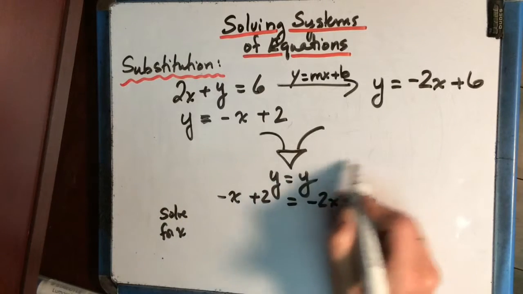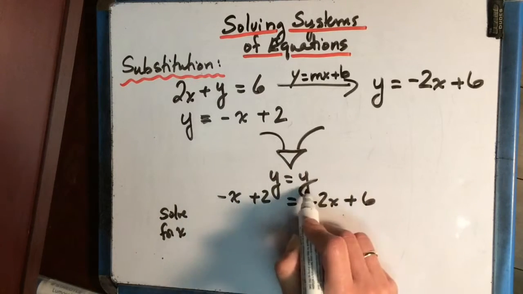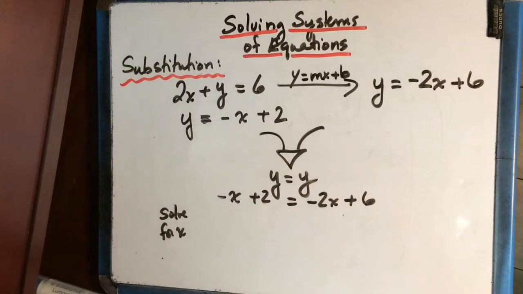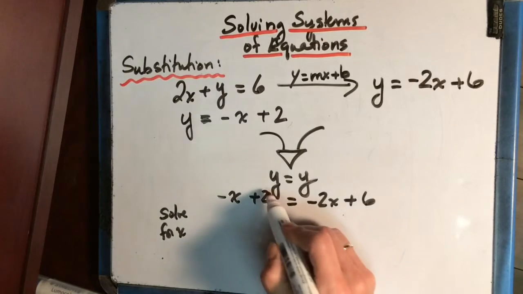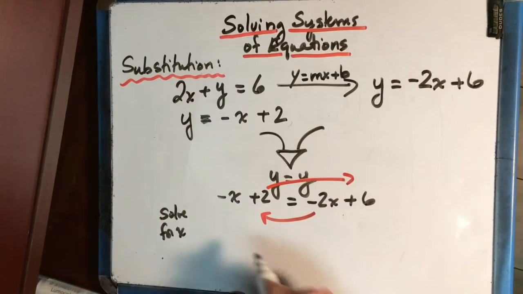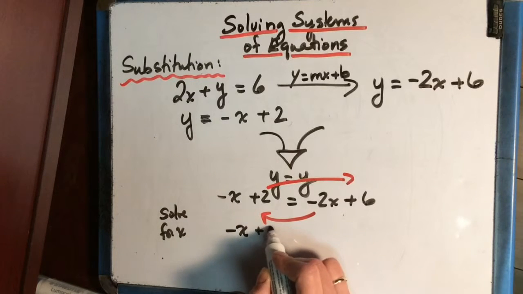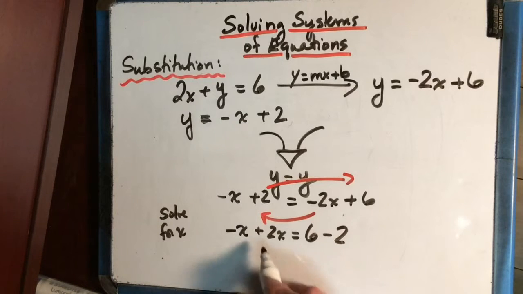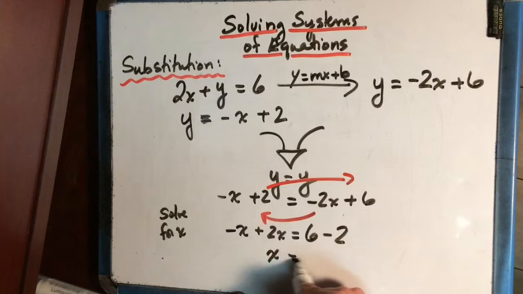Here we've done substitution, okay? And now we're going to solve for x. We're going to move things over. So I'm going to change colors just to make it a little more interesting. We'll bring that over and this one over here. And so now I have negative x plus 2x is equal to 6 minus 2. And that is equal to x is equal to 4.